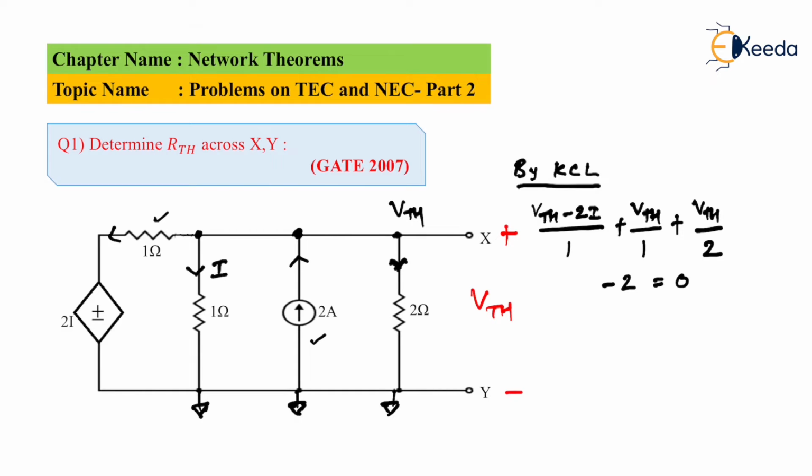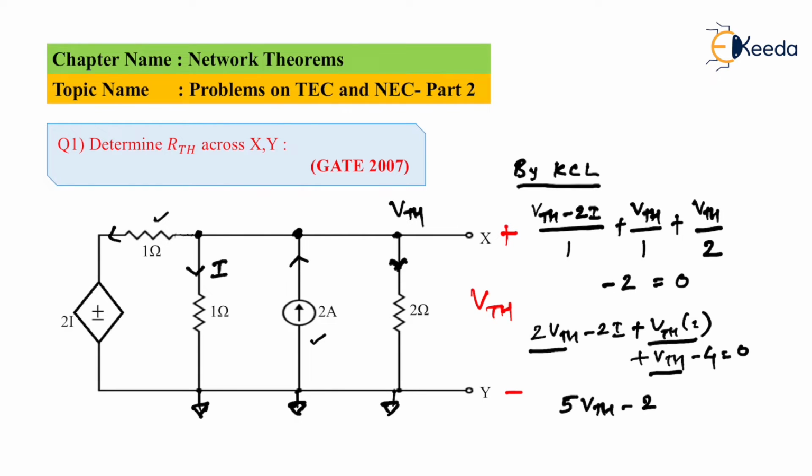As we can see, the LCM is 2. So I'll take this as twice of (VTH minus 2I) plus VTH again multiplied by 2, plus VTH minus 4 equal to 0. I'll club all VTH terms together: 2 VTH, VTH and 2 VTH becomes 5 times VTH, minus 2I, equal to 4.